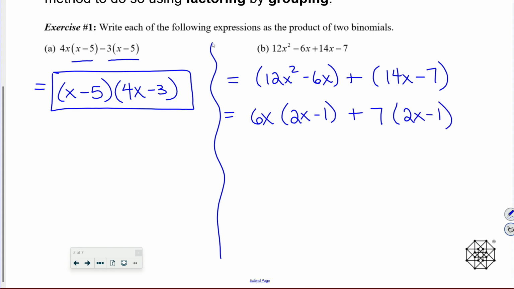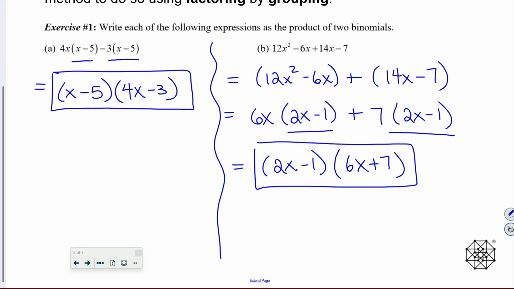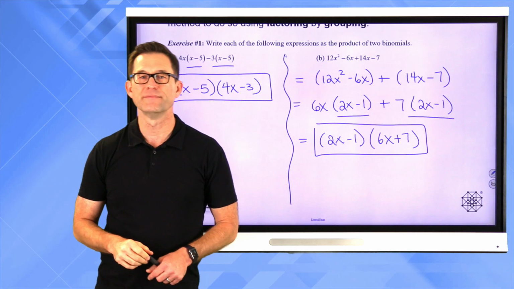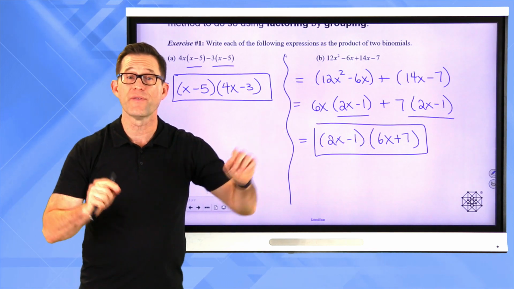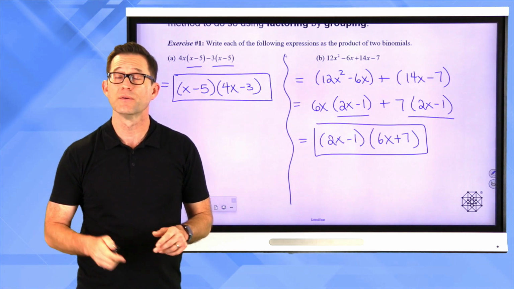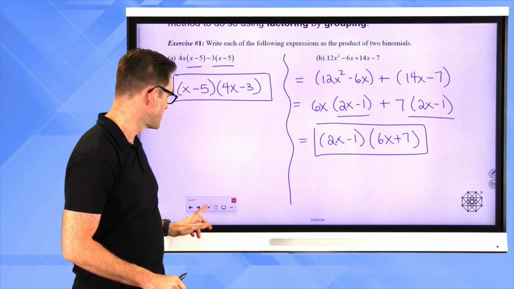We're now sitting at a situation that looks very similar to letter A in that we have this common binomial factor that we can pull out of both. So that'll be 2x minus 1 times 6x plus 7. All right. Now, if you can do this, you can factor challenging trinomials. So let's take a look at how that's done.